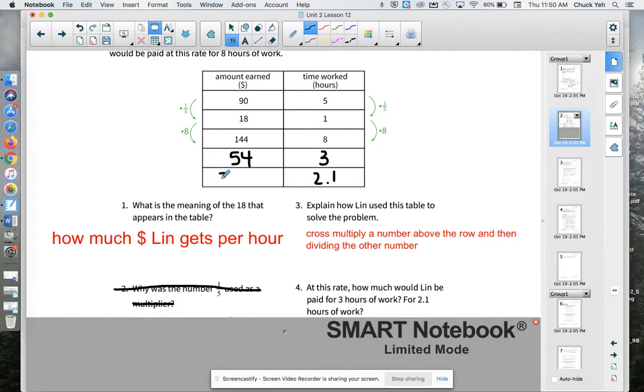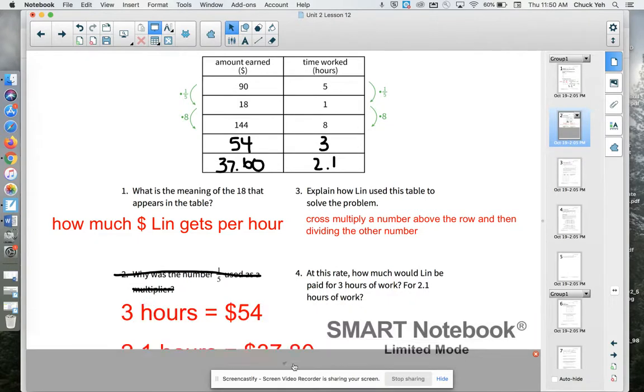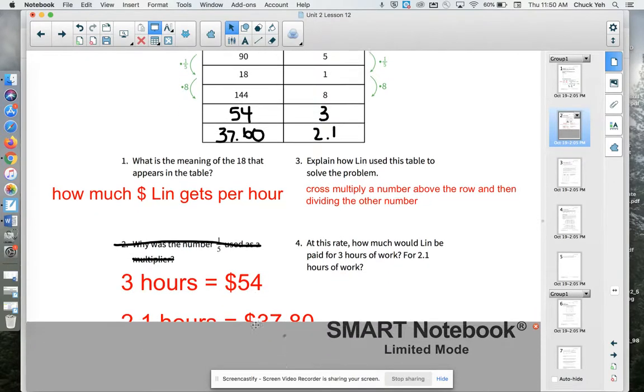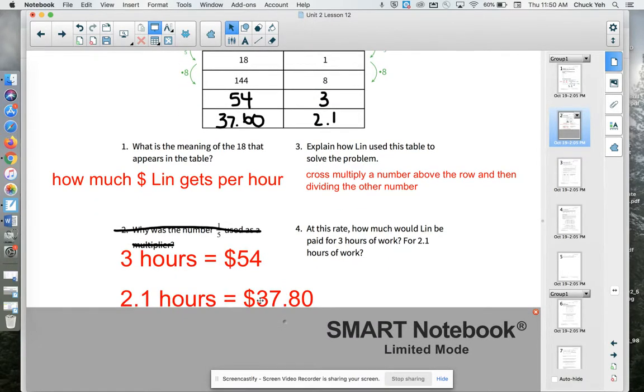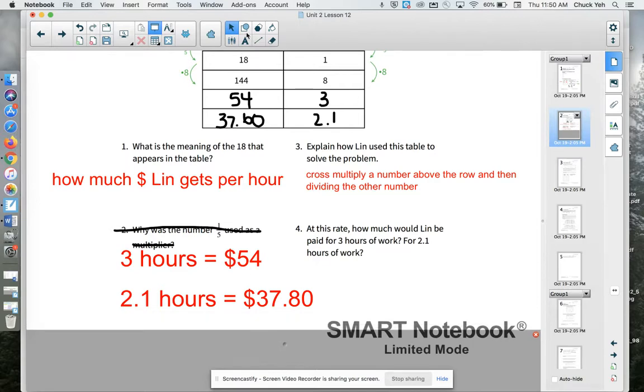So I think the answer is $37.60. $37.60, I think. Let me scroll this down and let's see. Oh, $37.80. Did you see my mistake already? Before I even wrote it down? Before I showed it, so $37.80.